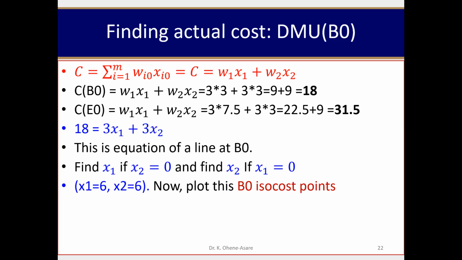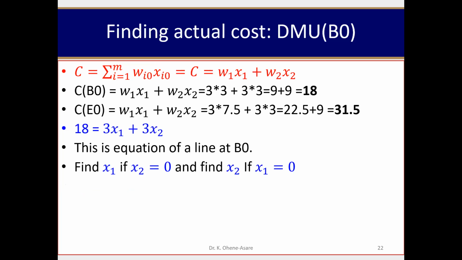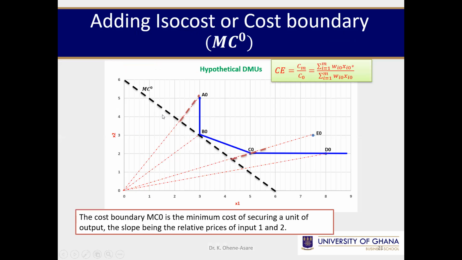So what you are going to do is look on the graph, and wherever you see 6, you note it down. Wherever you see 6 here, you note it down. And then you join the 6 to the 6. You create a kind of zigzag line. Then that zigzag line, you can shift it up or down until the last place where it becomes tangent to the isoquant.